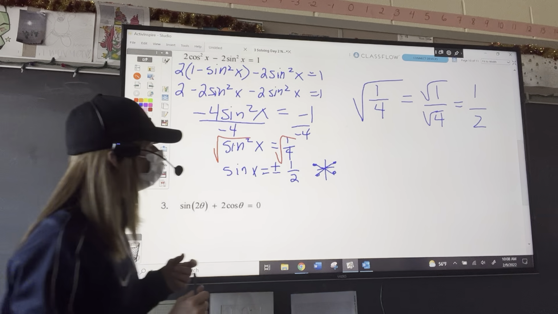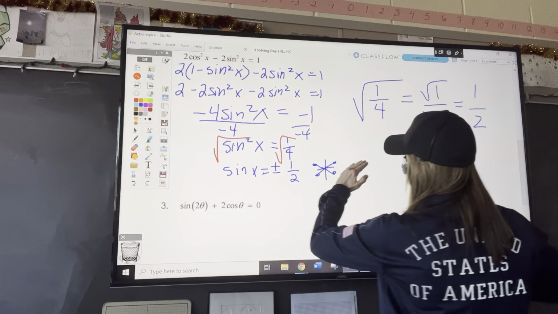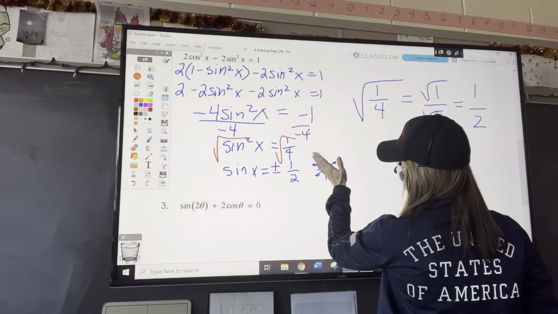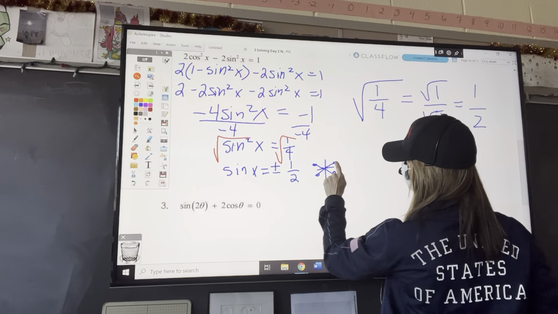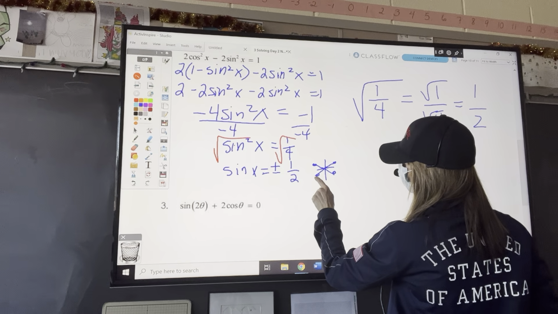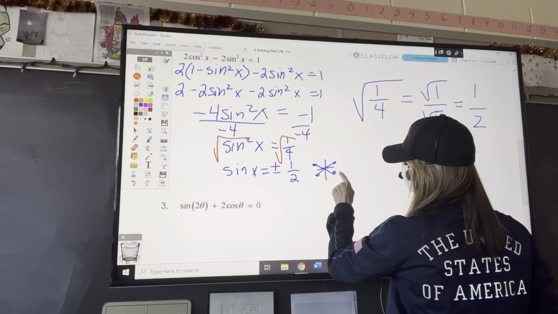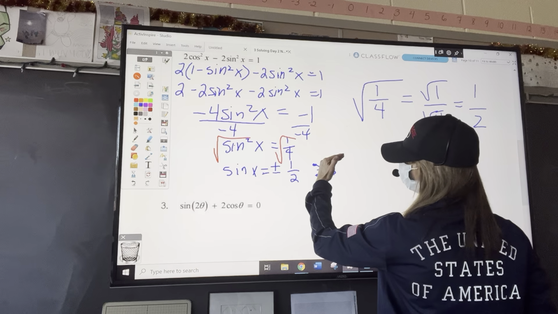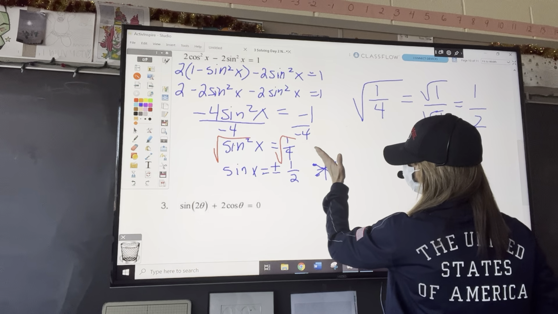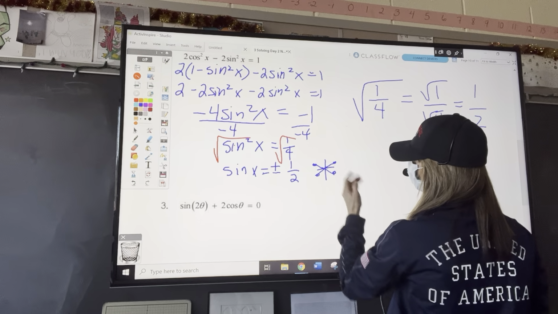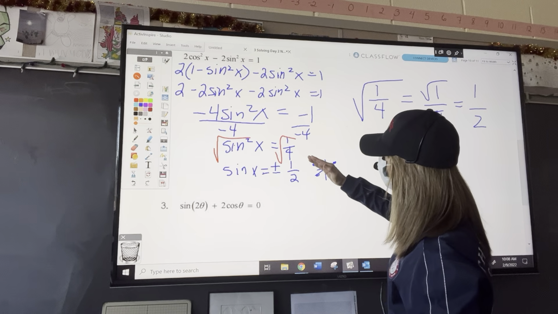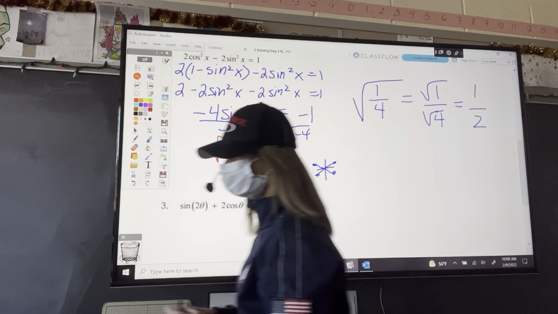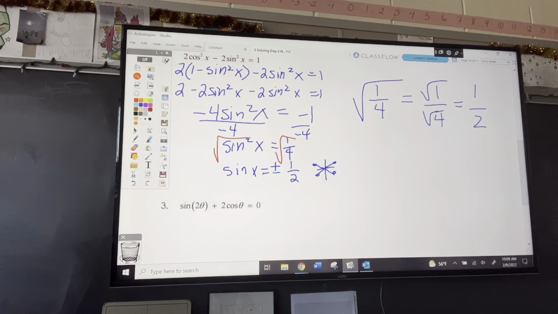So pi over 6 is not the same distance away from 5 pi over 6 as it is from 7 pi over 6. 7 pi over 6 is exactly pi around. So I'm going to have to write these two solutions separately. I'm going to have to write pi over 6 plus pi k to get to 7 pi over 6, and then I'm going to have to write 5 pi over 6 plus pi k to get to 11 pi over 6. I know that's complicated.